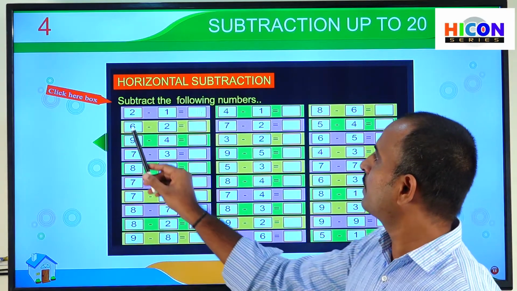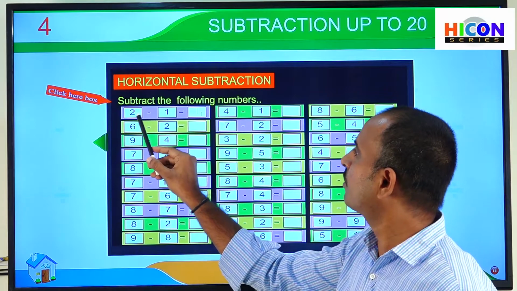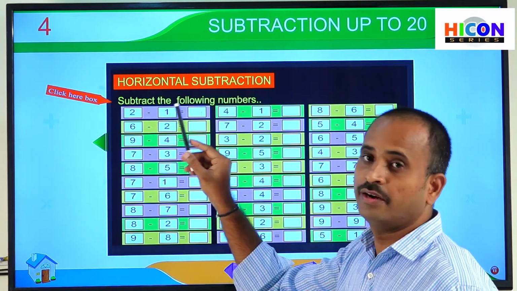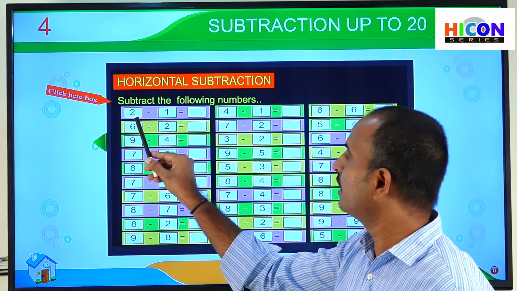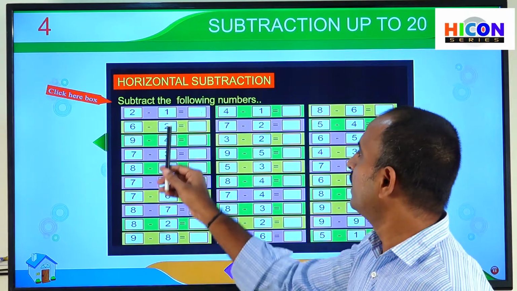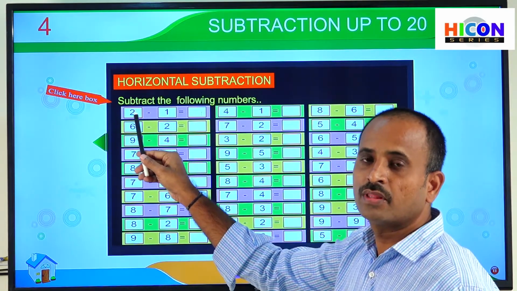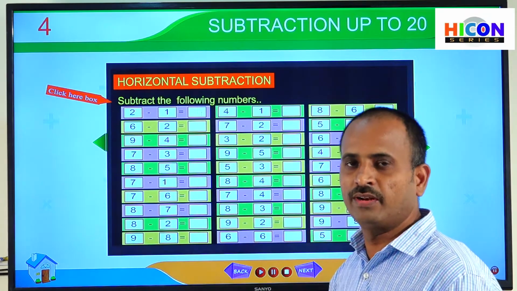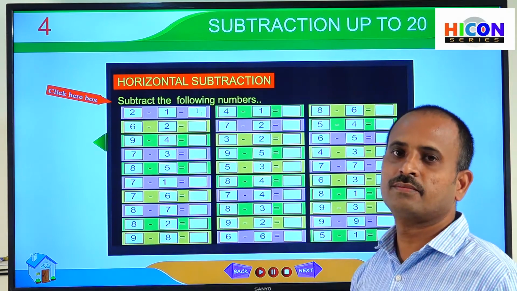So see the first subtraction, 2 minus 1. Here 1 is subtracted from 2. So here, according to subtraction facts, if 1 is subtracted from a given number, we will get its before number. So 1 is subtracted from 2. So what is the before number of 2? The before number of 2 is 1. So the answer is 1. So write 1 in this box.